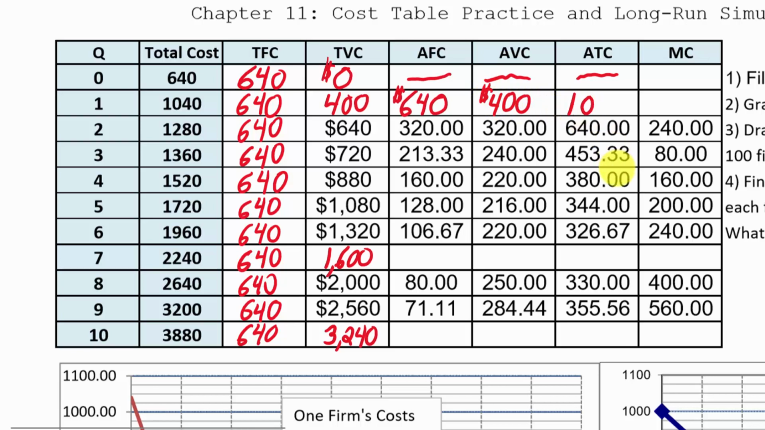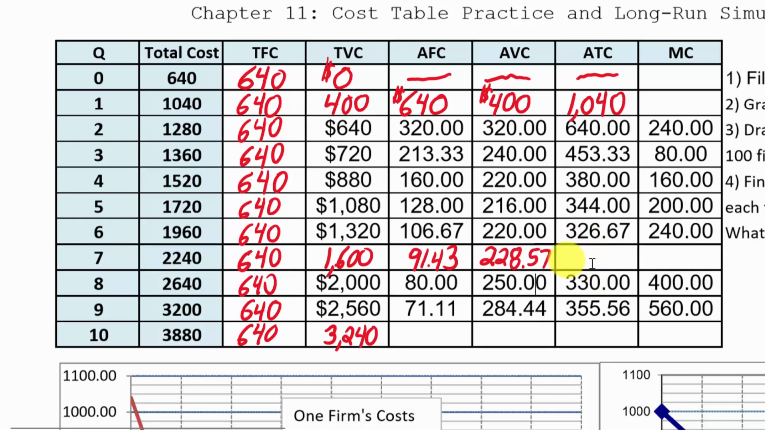You get $1,040 per unit in total costs either way. When we're making 7 units, average fixed cost will be 640 divided by 7, and 640 divided by 7 is $91.43. Average variable cost when we're producing 7 units would be this $1,600 in variable costs divided by 7, and that gives us about $228.57.